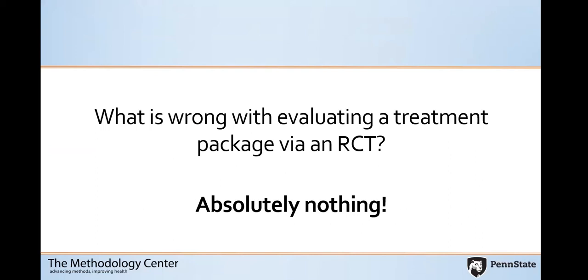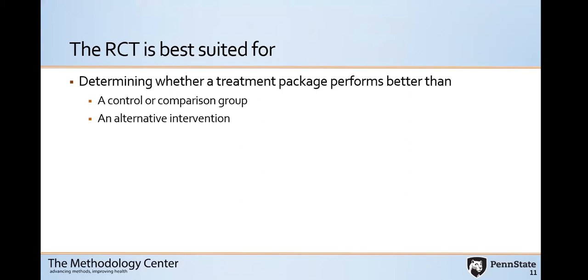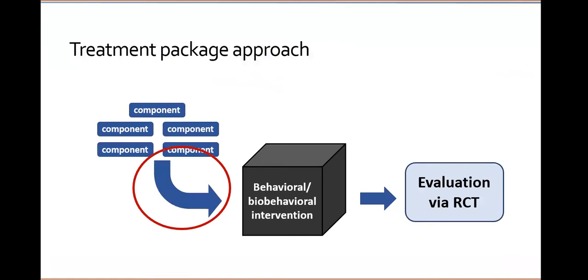But we've been asking the RCT to do an awful lot. We've been asking it to provide scientific information that it really was never designed to provide. The RCT is best suited for the question of determining whether a treatment package performs better than either a control or comparison group or some alternative intervention. My problem is right here where this circle surrounds that arrow. My problem is with what happens between the time you identify components that are candidates for inclusion in the package and then formation of the package. Because under the current way of doing things, all of those components would automatically be put into the treatment package and then evaluated as a package.